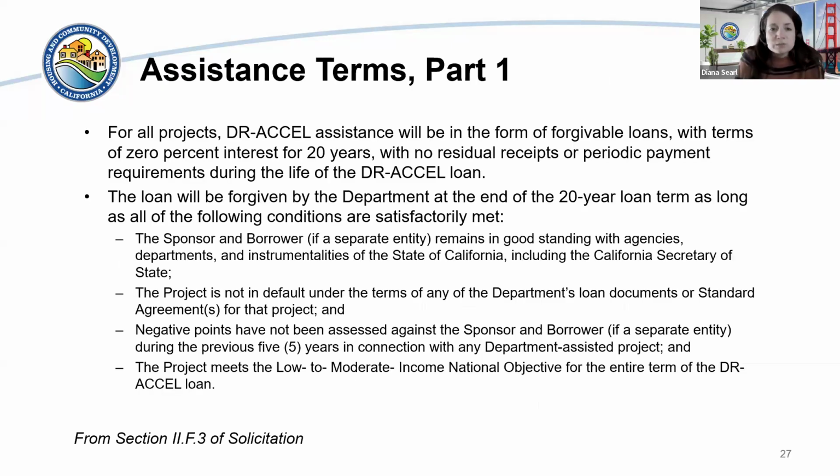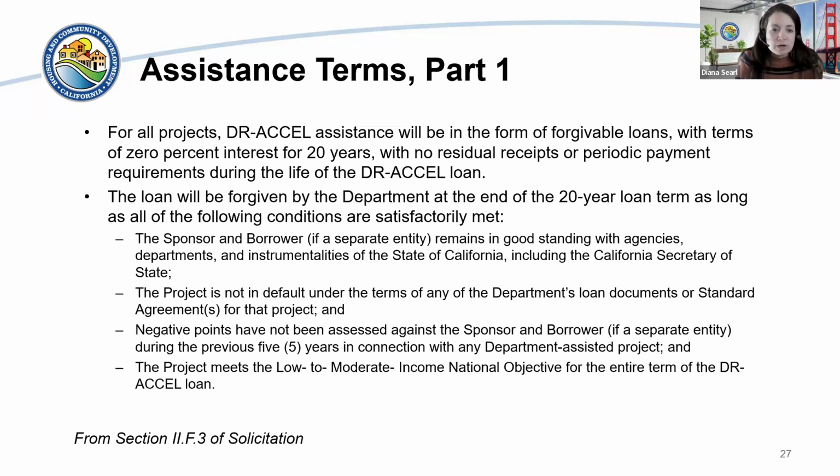The assistance terms for DRSL. For all projects, DRSL assistance will be in the form of forgivable loans with terms of 0% interest for 20 years with no residual receipts payments or periodic payment requirements during the life of the DRSL loan. The loan will be forgiven by the department at the end of the 20-year loan term as long as all of the following conditions are satisfactorily met.